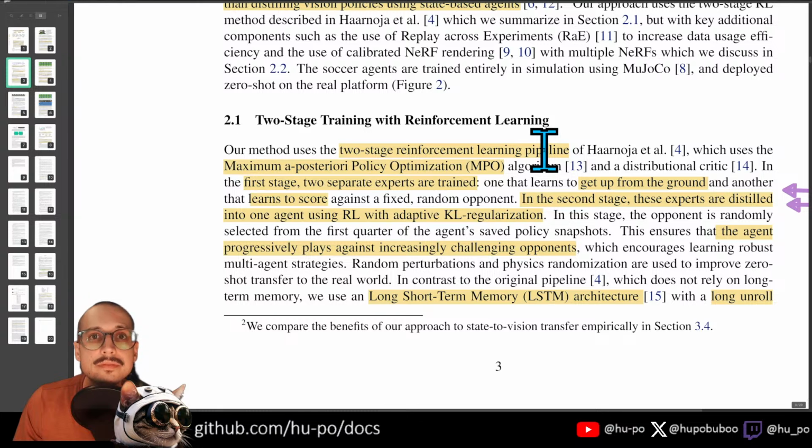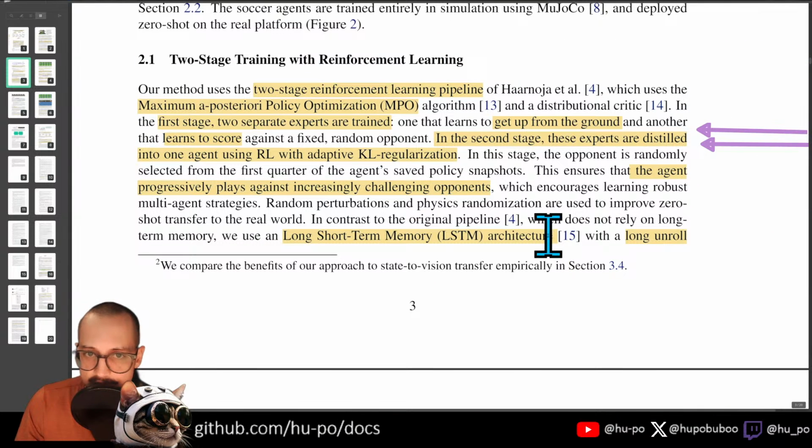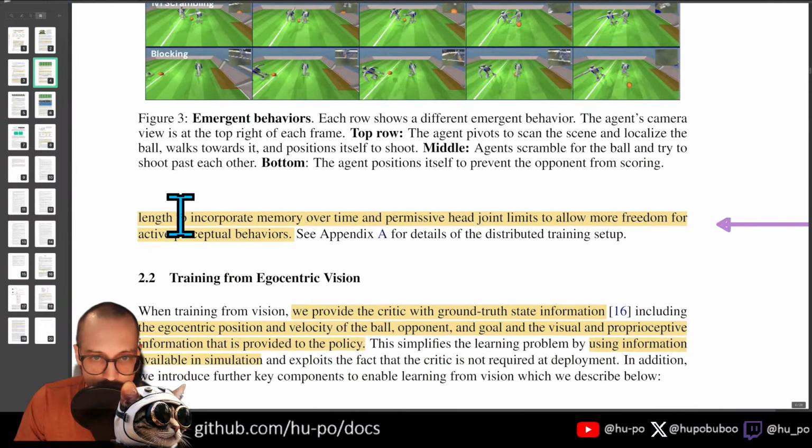Okay. All right, let's keep going here. So we talked about KL regularization, we talked about distillation, and now we want to talk about LSTMs. And this is great because yesterday we were literally just talking about LSTM. We had a stream on the new LSTM, which is called xLSTM. But here, they're going to be using just a classic LSTM with a long unroll length to incorporate memory over time. Okay, so what do we mean by a long unroll length?